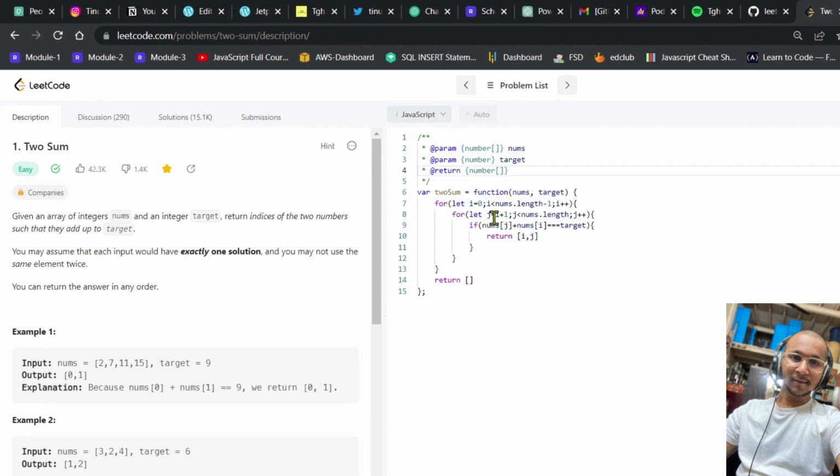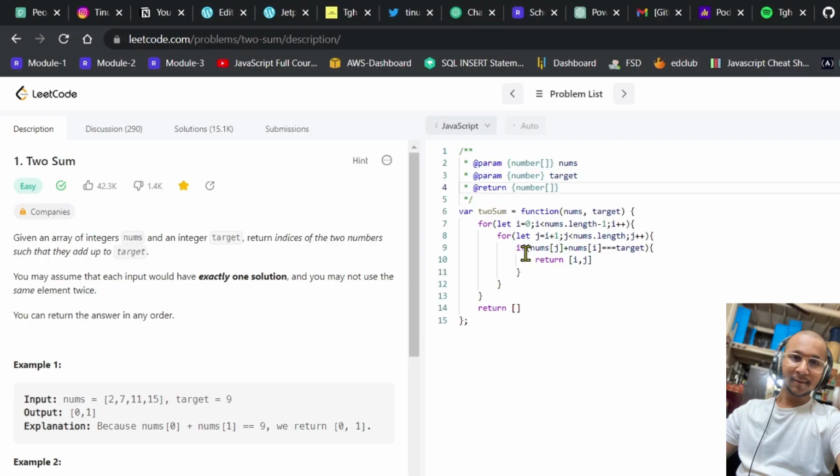We will go up to nums.length, and to check the condition we will use an if condition, that is nums of j plus nums of i is equal to target. If we achieve the target, we will return the indexes i and j.